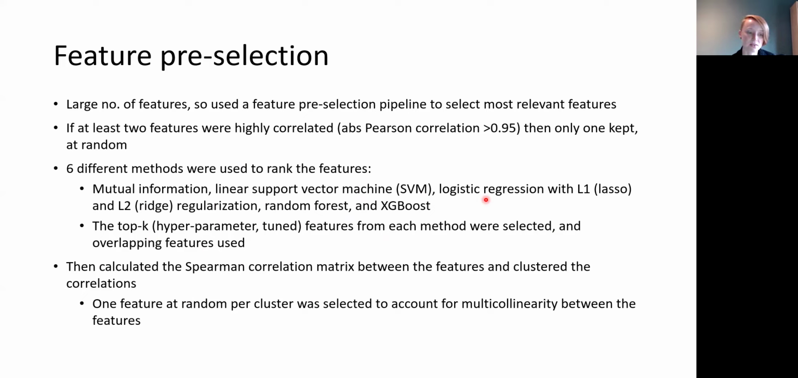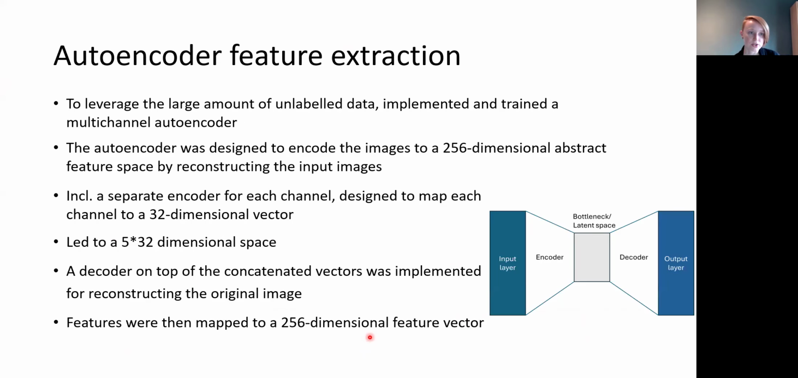This is because many of the features are likely measuring fairly similar things, and so there's likely to be quite a lot of redundancy between them, so multicollinearity, where a lot of them are containing a similar kind of information. So they randomly selected one feature from each of these clusters to try to reduce this multicollinearity between the different features. So that gave them an output of a certain number of features that they then inputted to the different model types. The other feature selection approach that they used was something called an autoencoder.